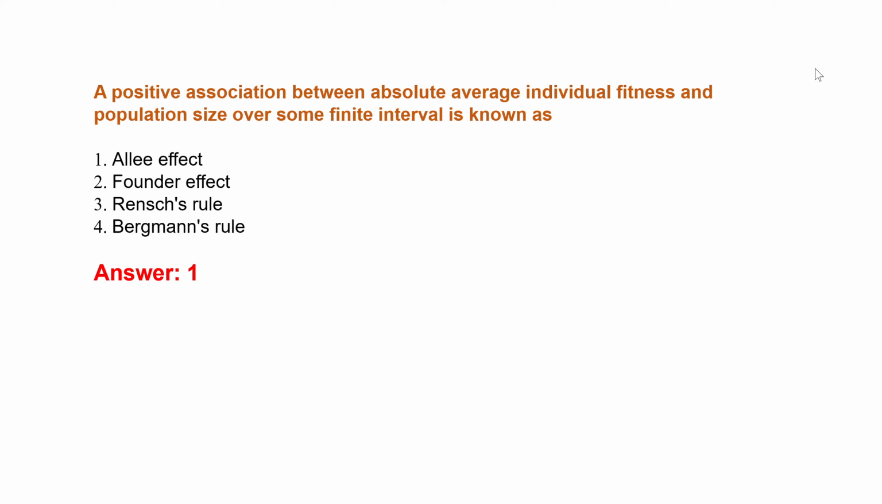Next, a positive association between absolute average individual fitness and population size over some finite interval is known as option 1, Allee effect; option 2, founder effect; option 3, Allen's rule; and option 4, Bergmann's rule. The right answer will be option 1, Allee effect.